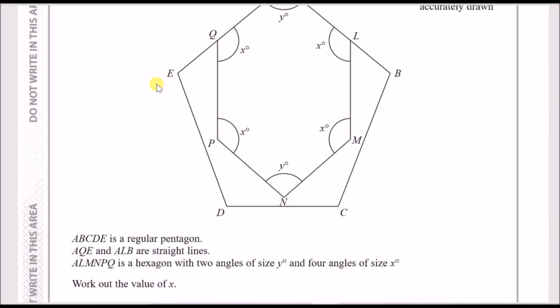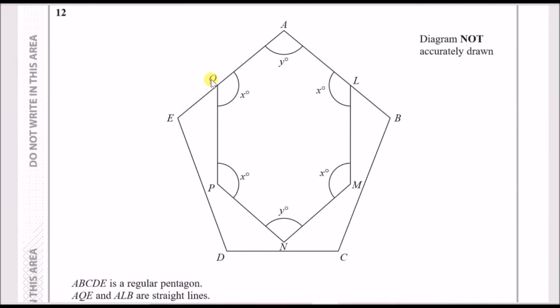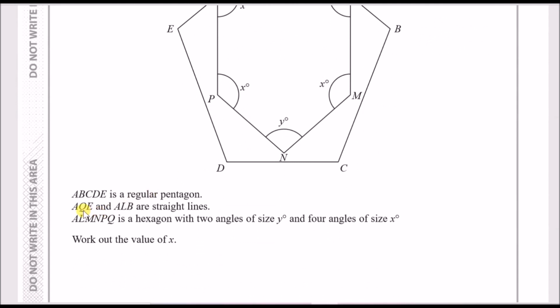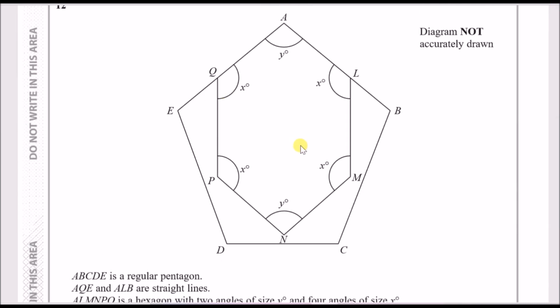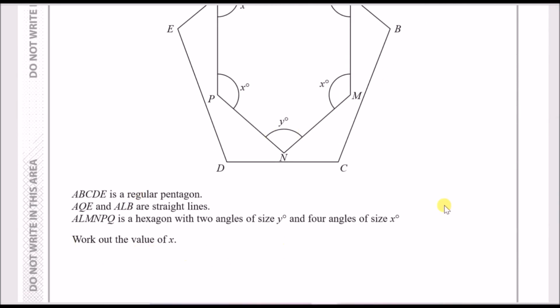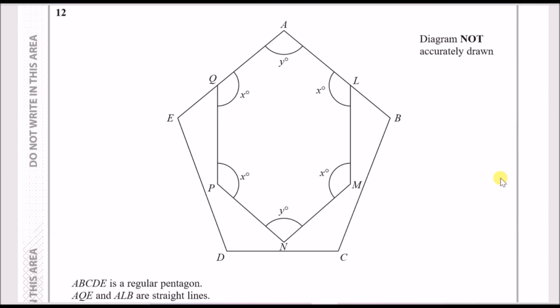All right, number 12. So looks like we've got a big pentagon, and it says that AQE and ALB are straight lines. Now ALM and PQ, so the inside part, is a hexagon with 2 angles of size y and 4 angles of size x. Work out the value of x. So by extension, we're going to work out the values of x and y.